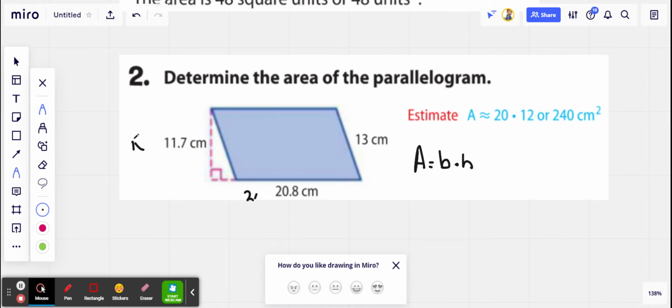Okay, well that's a good estimate, but that's not what the exact area is. If they said determine the area by estimating, then that would be a good answer. But it's also good to estimate just to make sure your answer is in the right spot.